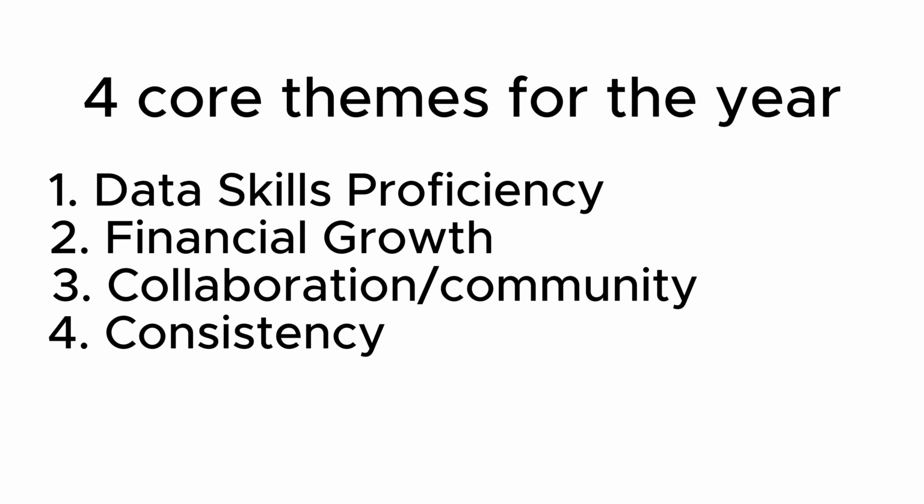But for me, I would say some of the four core themes I see are data skills proficiency, financial growth. This person wants collaboration and a thriving network, and more importantly, consistency across everything. So, in the data skill, to consistently improve. When it comes to financial growth, to consistently improve. When it comes to a thriving network, to really commit to this consistently.